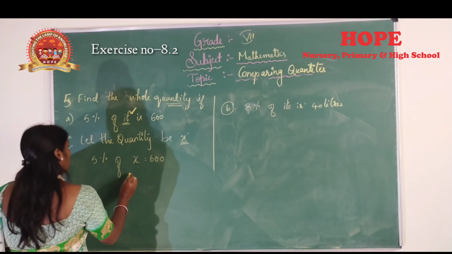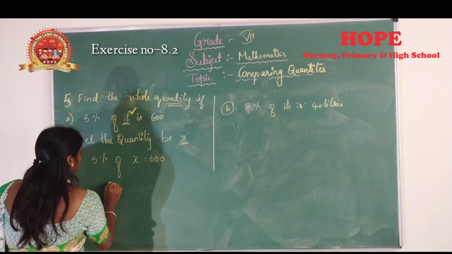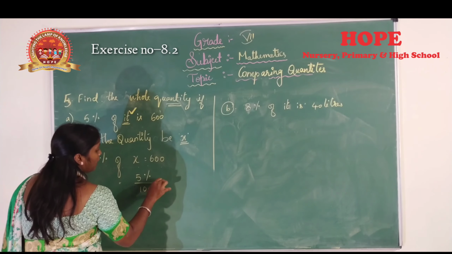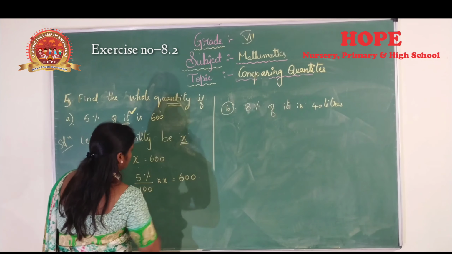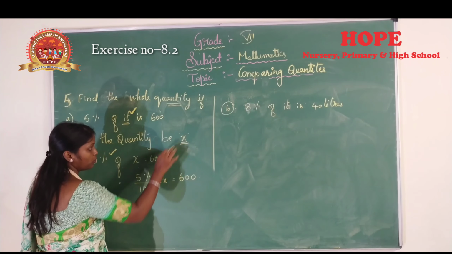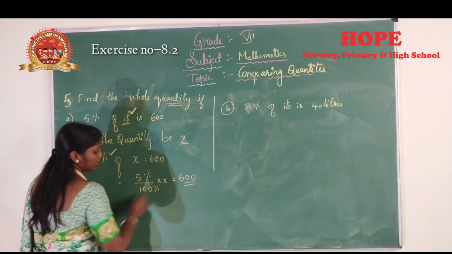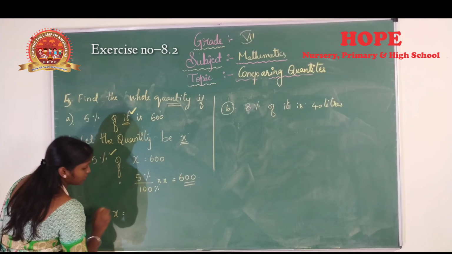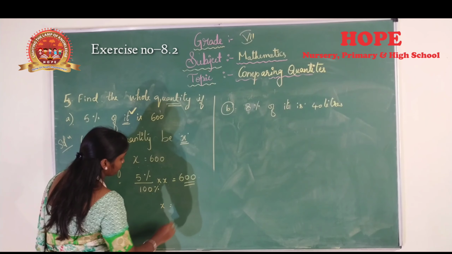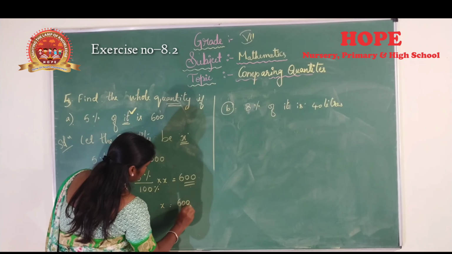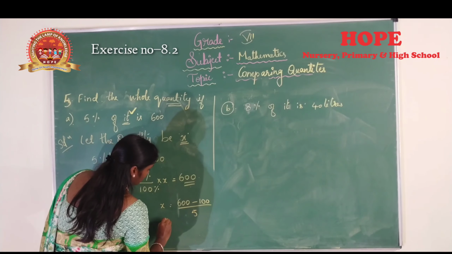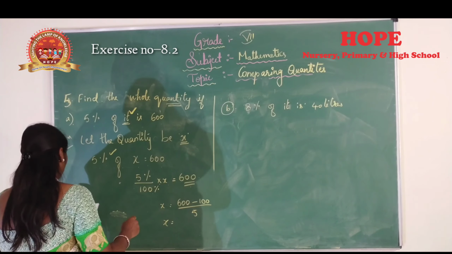So here we should know, 5% of x is equal to 600, which is 5 by 100 into x is equal to 600. Since it's a percentage, we divide by 100. We don't know the quantity, so 5 by 100 into x is 600. To find the value of x, when we take this to the other side, x is equal to 600 into 100 by 5. This is how we solve.